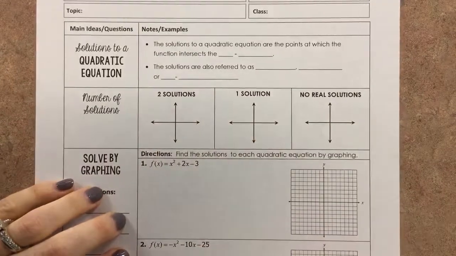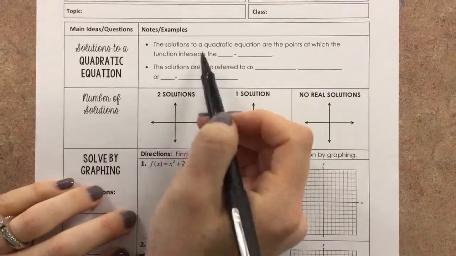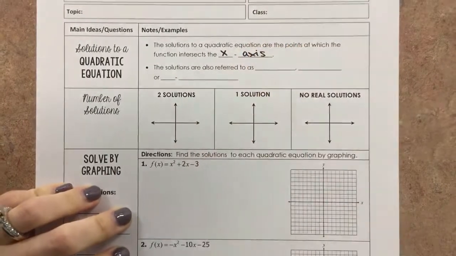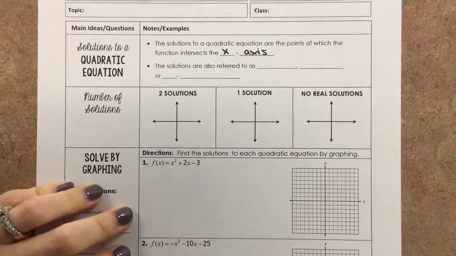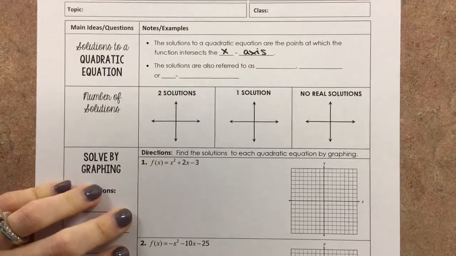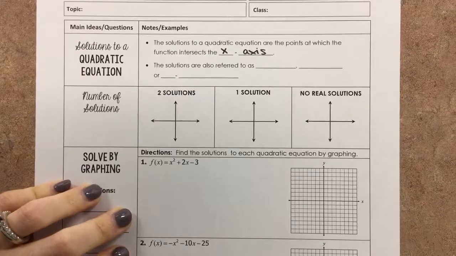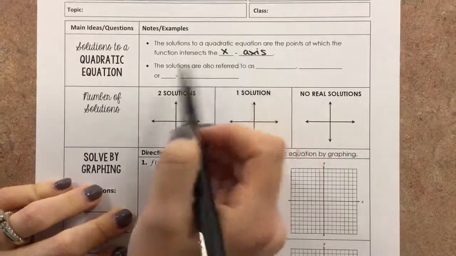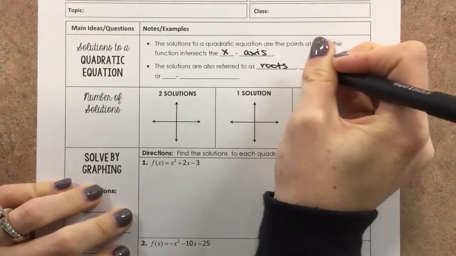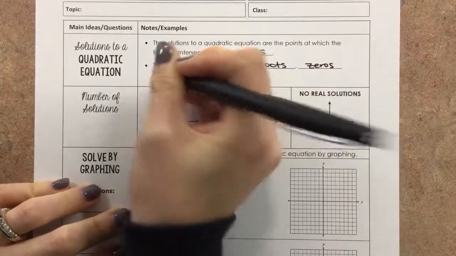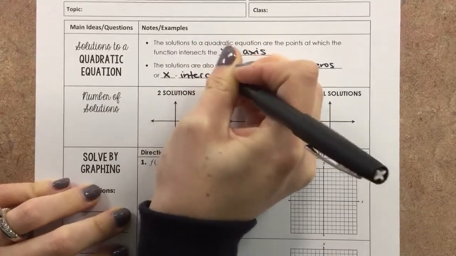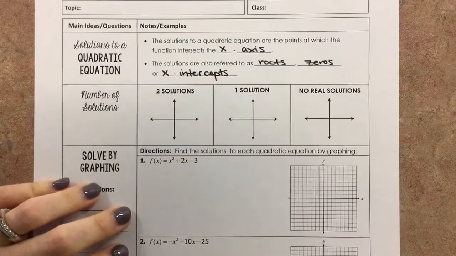The solutions to a quadratic equation are the points at which the function intersects the x-axis. So if you were looking at a graph of a quadratic function, where that graph intersects the x-axis, those are the solutions to the equation. We've kind of seen this before, we just haven't really interpreted our answers this way. Solutions are referred to as roots, zeros, or x-intercepts, and you'll hear those terms used interchangeably.